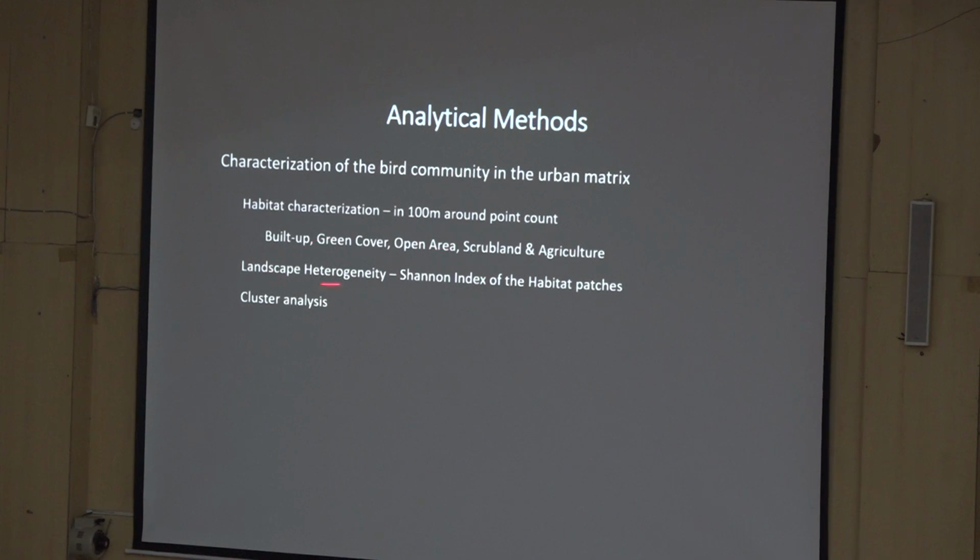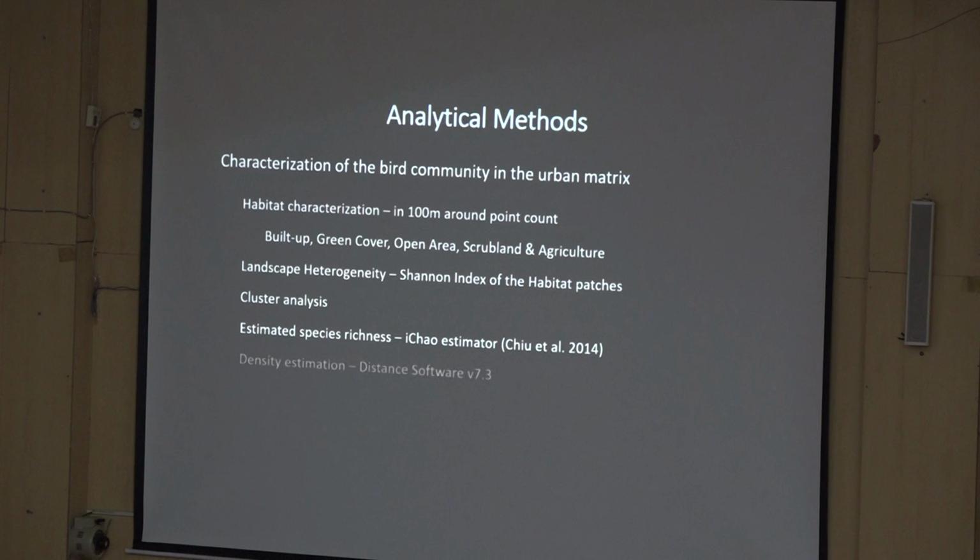The major habitat types around each point were then introduced into a clustering algorithm, which clustered my sampling units based on the dominant habitat type present at that particular sampling point. Estimated species richness was calculated using the improved curve estimator by Chiu et al. Density estimation was done in Distance software, version 7.3.